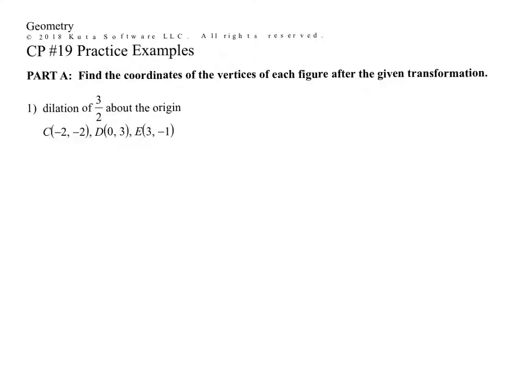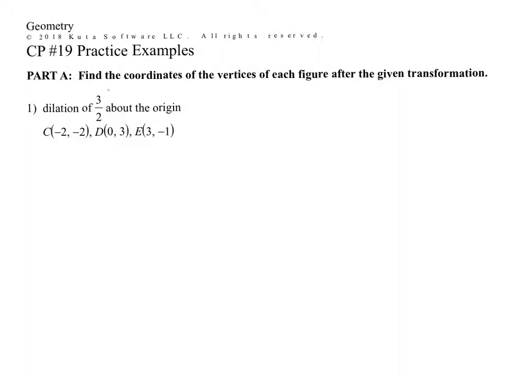All right, in part A, it says find the coordinates of the vertices of each figure after the given transformation. So we're going to dilate, it would probably be a triangle with these 3 points, but we don't even need to draw it. We just want to figure out what the new coordinates would be. What would C prime, D prime, E prime be after a dilation of 3 over 2 about the origin?